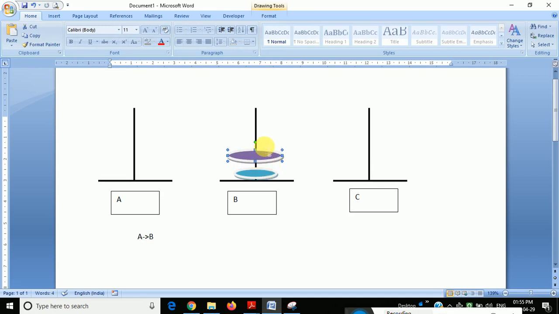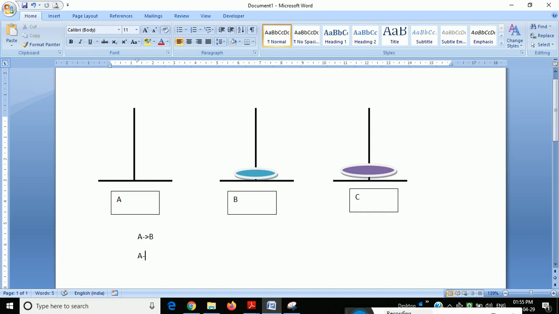A bigger disk must not be above the smaller one. Okay, so I'll move from A to C. So next I'll move this one at a time like this, that is B to C. I hope you understood how this puzzle works.